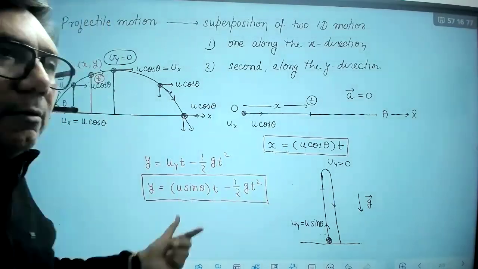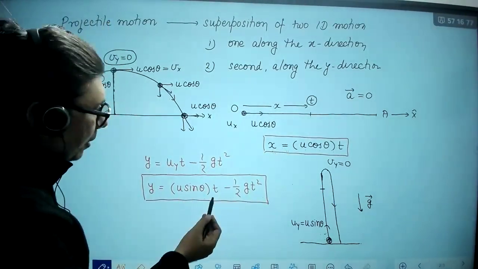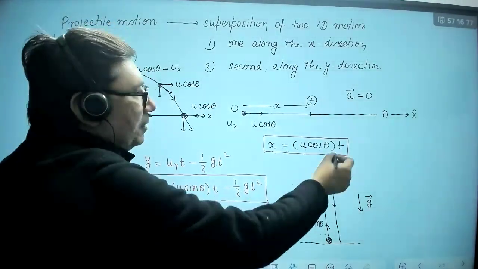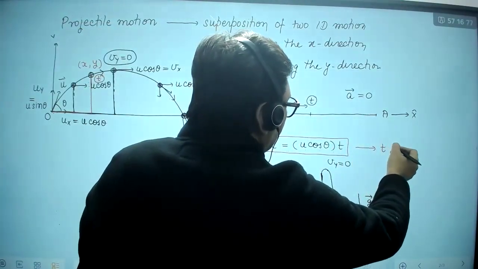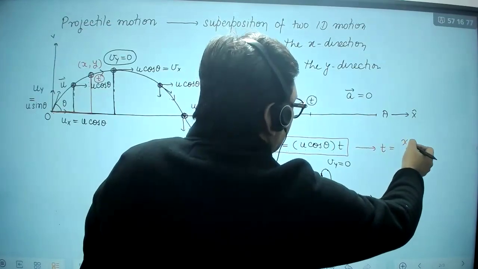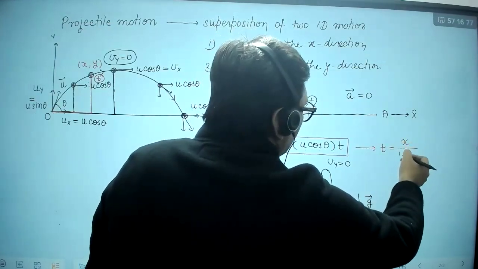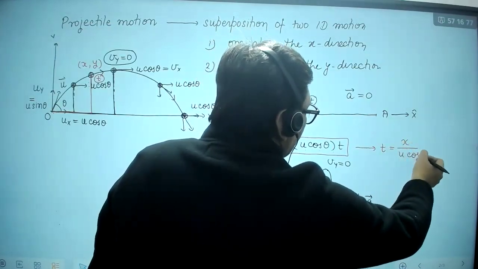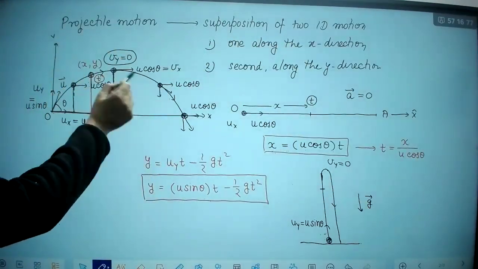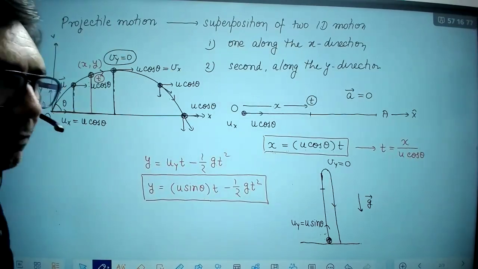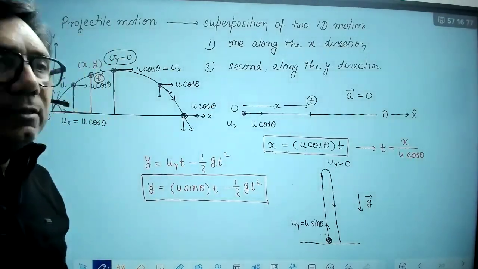Y coordinate is governed by this equation. Now substitute this t from here. From here, I can find out t. Why am I finding out t? This is x upon u cos theta. I want to find the trajectory of this projectile motion.